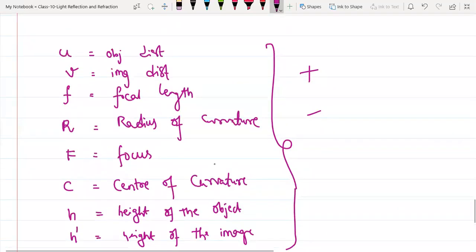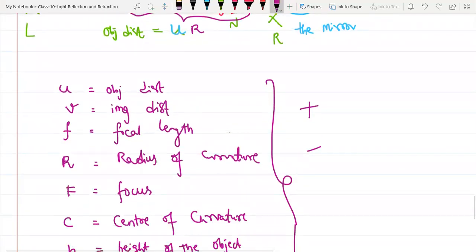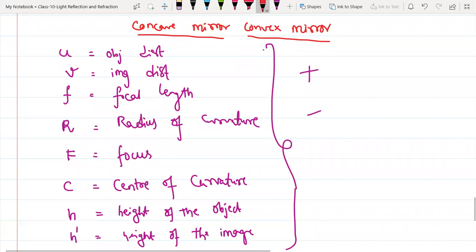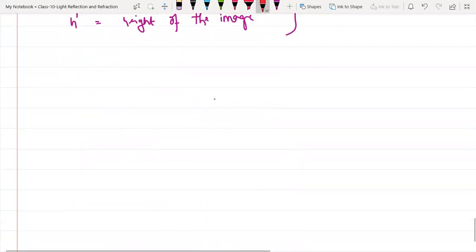So guys, now our duty is to learn which one should be positive, which one should be negative. And one thing you have to remember, U, V, F, C, H, H dash are common in case of concave mirror and convex mirror. But in concave mirror, few things will be positive, few things will be negative. In convex mirror, few things will be positive, few things will be negative. Now let us try to understand concave mirror first. Then we will see convex mirror.